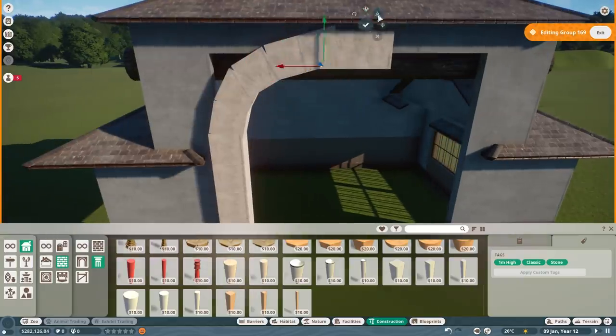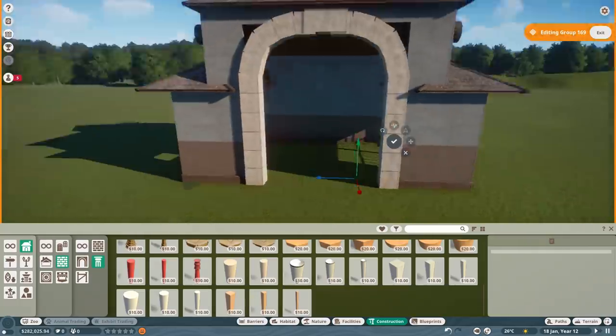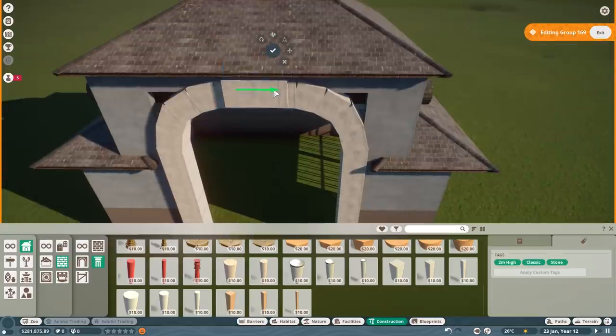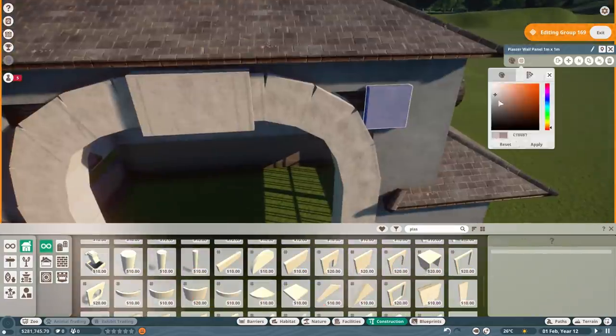And then we're doing around the door here. So again, I haven't actually got a giraffe to scale to, but the Zoopedia says that they get to 5.4 meters and this archway here is around about 8 meters. So they should have no problem getting in and out of it.